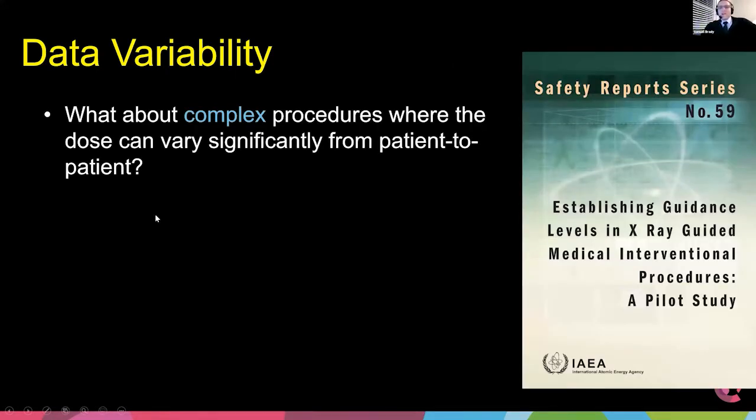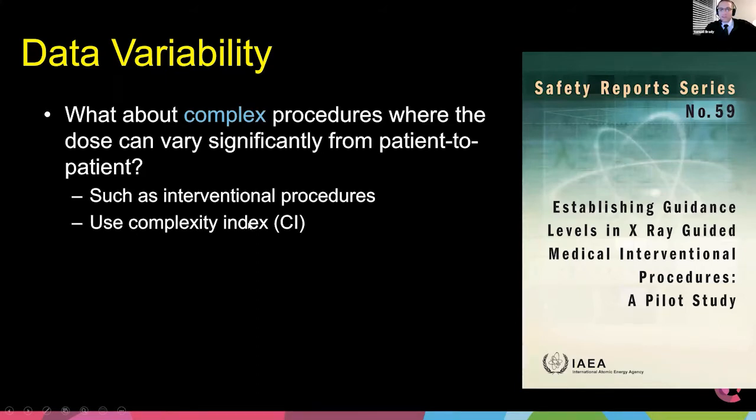So all of that said, what do we do about these complex procedures, and how do we take into account the complexity and the variability when we calculate and then compare our DRLs? Well, the IAEA came out with their safety report number 59, and they established what they call a complexity index, or CI. And this is a way for them to take the dose values, for example, air kerma or CAP in an interventional procedure, and to normalize that data.